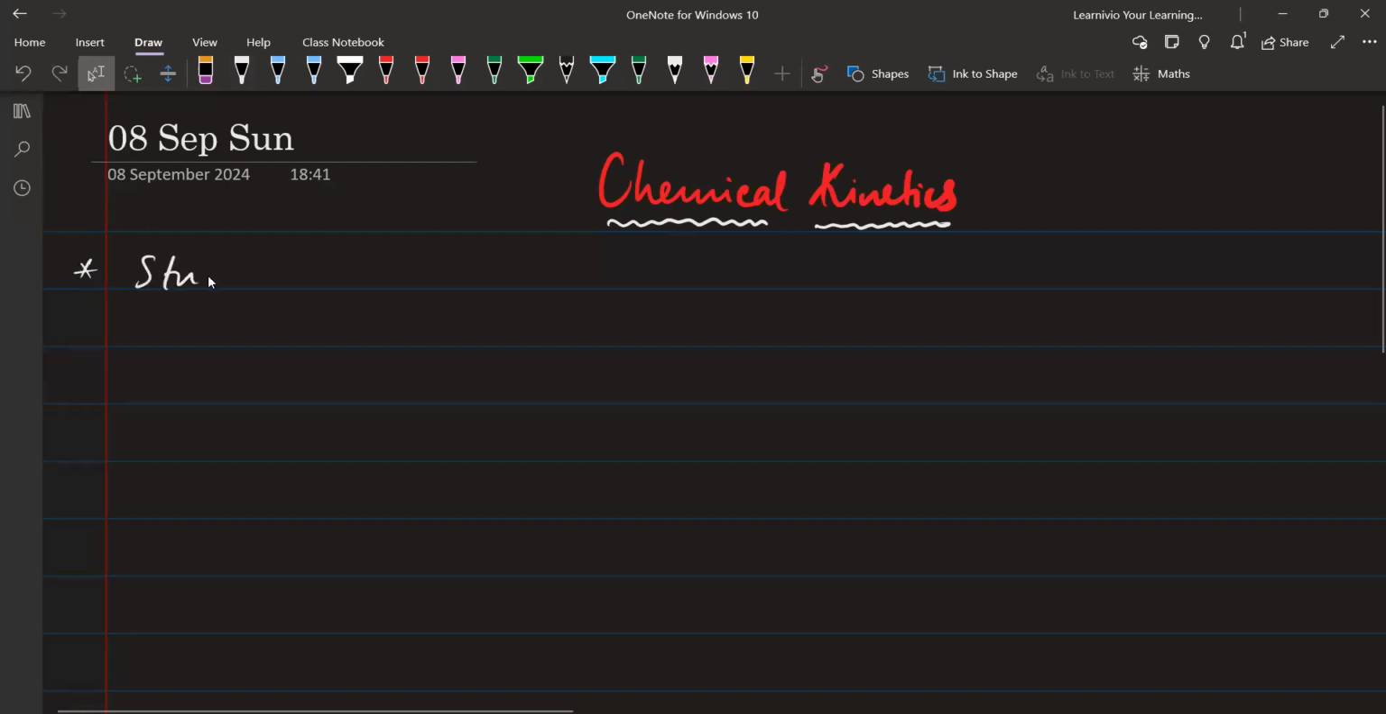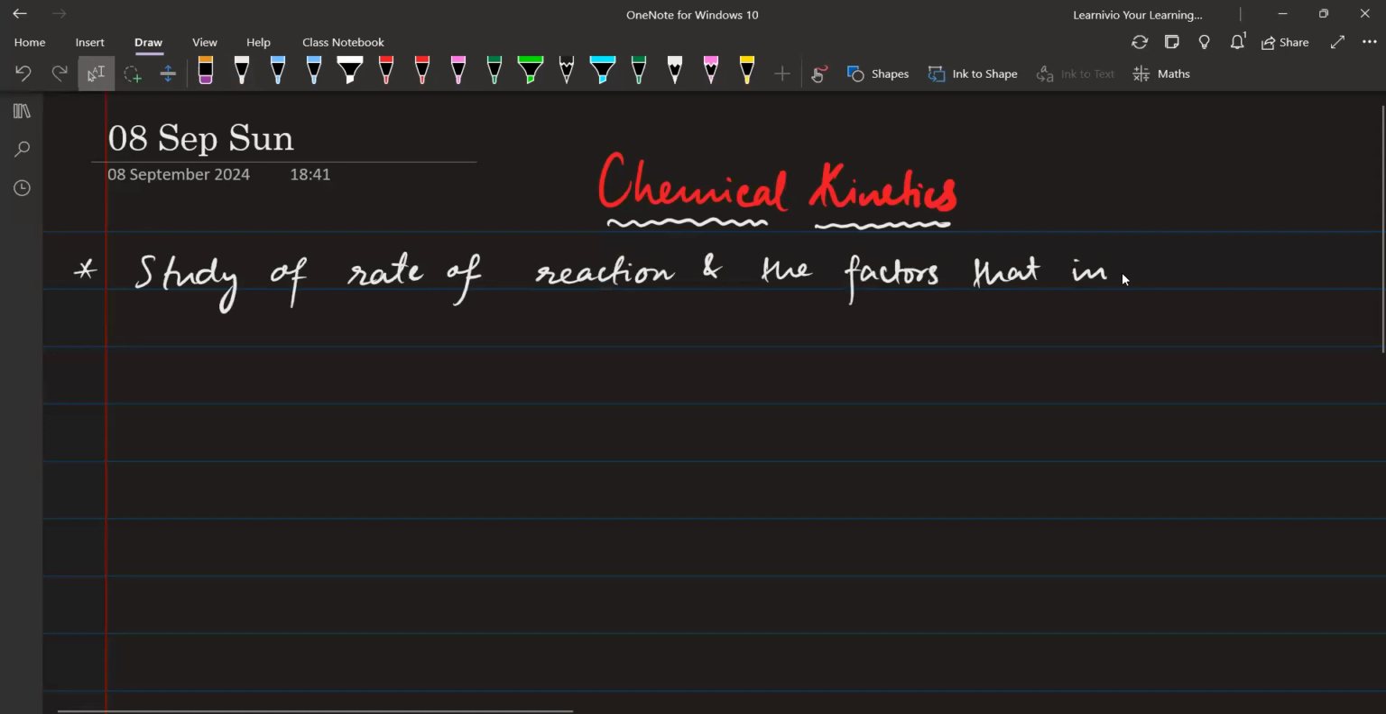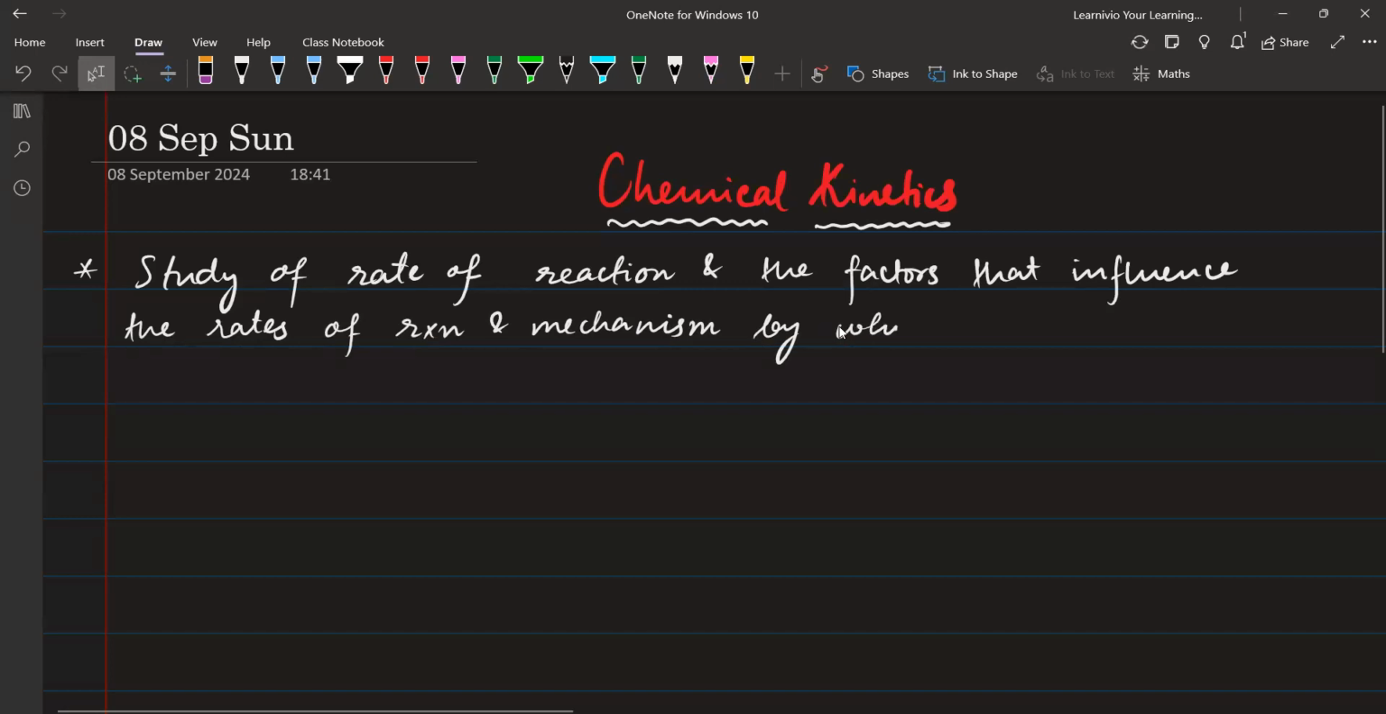This is the study of the rate of reaction, the factors that influence the rates of reaction, and the mechanism by which a reaction proceeds. Mechanism by which a reaction proceeds.